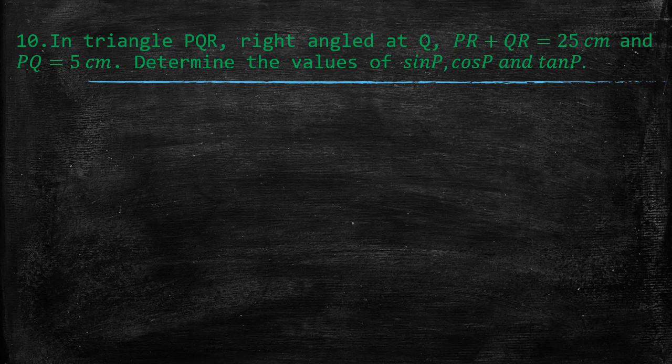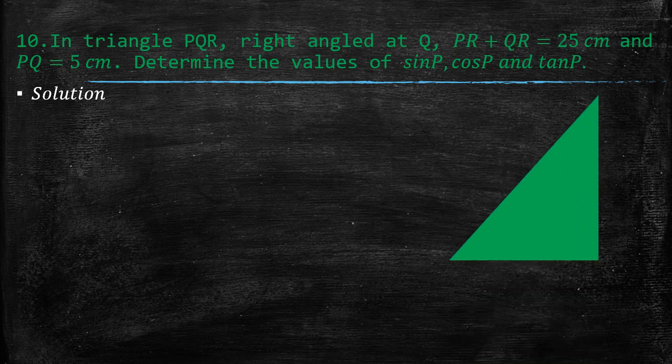Determine the values of sin P, cos P and tan P. Now here students, if you draw the triangle, which is our first step, then what you will find? Let us draw the triangle first. This is your triangle. Hurry up, draw on your notebooks. Now this is P, right angled at Q, and this is R. Because he talks about sin P, cos P, our base angle is P. So PQ will become our base and QR will become our perpendicular, and PR is hypotenuse.